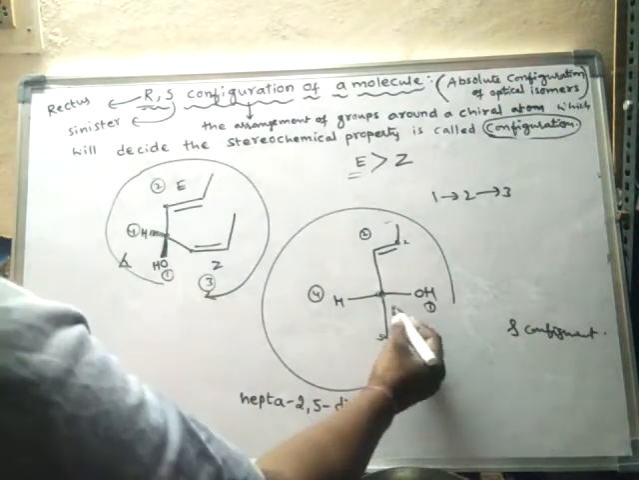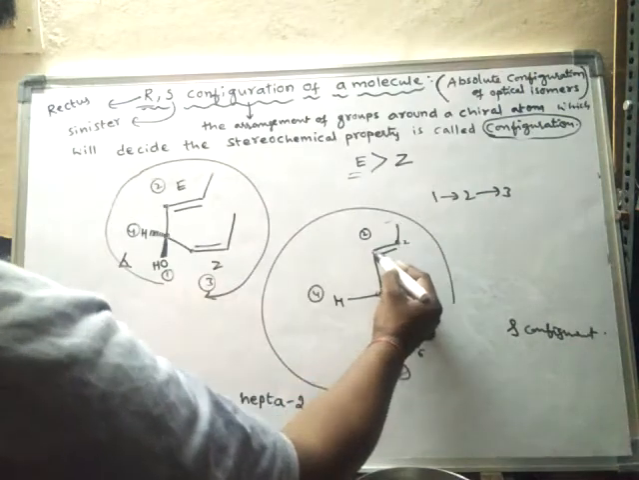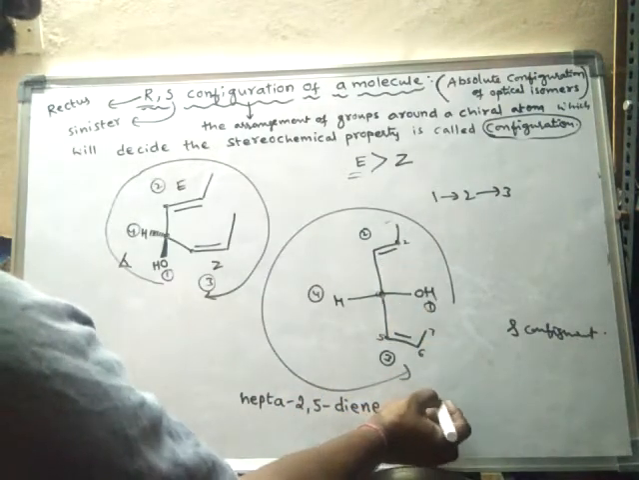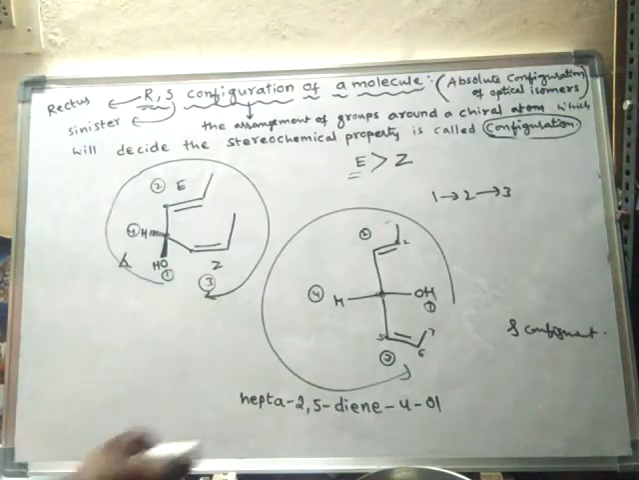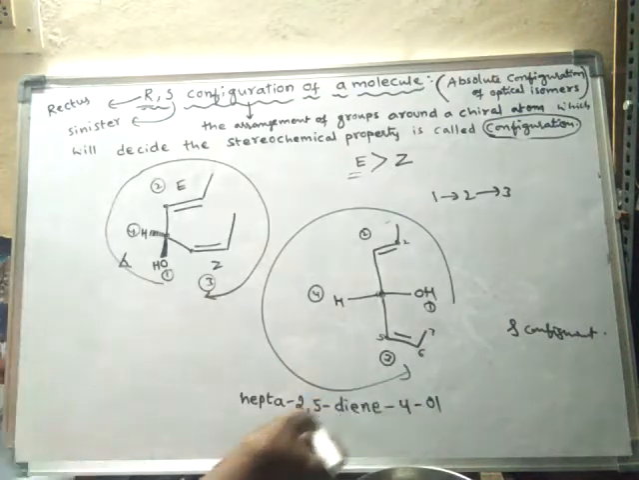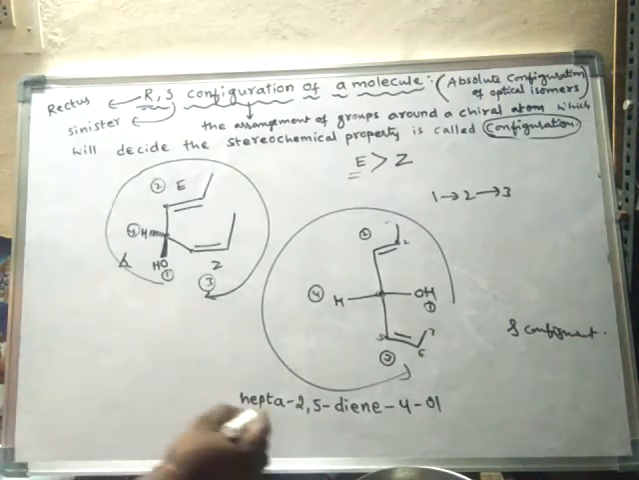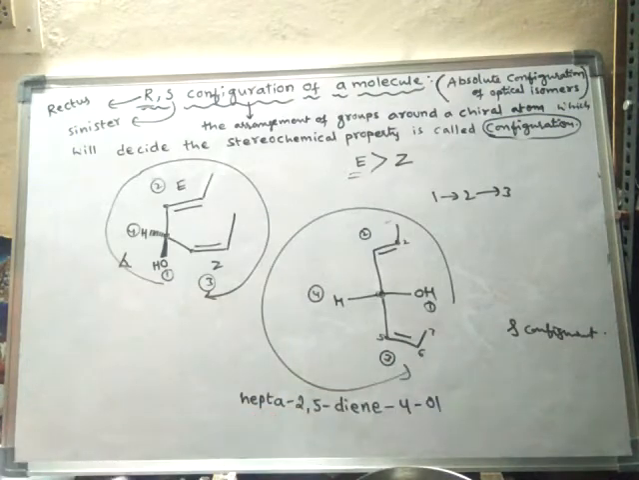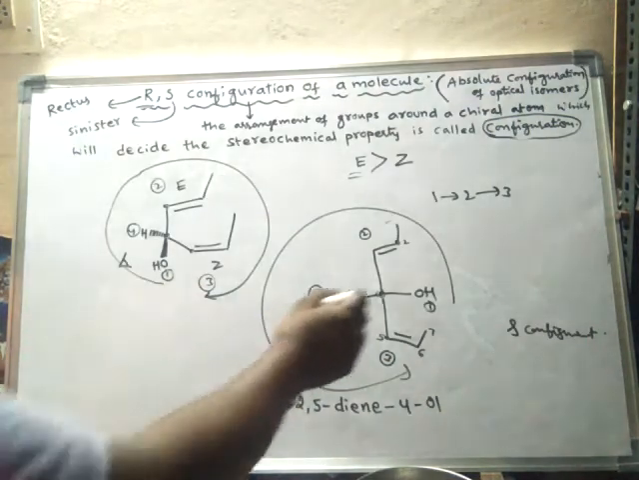So on which carbon? First carbon, second carbon, third, fourth carbon. So that means on the fourth carbon ol is present. So this is the IUPAC name of the compound: hepta-2,5-diene-4-ol. But we have to write the configuration.